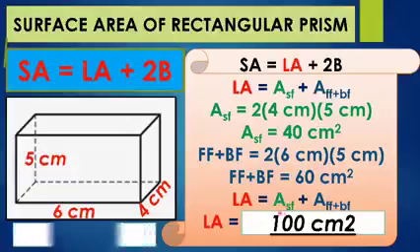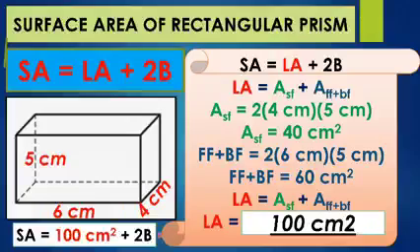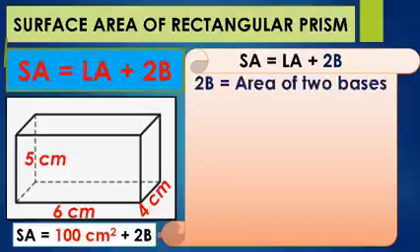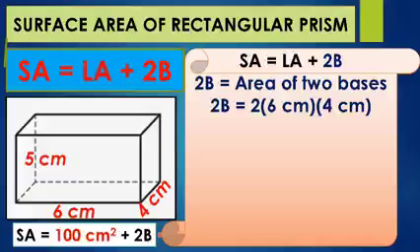So, let's set aside the lateral area first. Meron pa tayong kulang, that is the 2B. So, we're looking for the 2 bases of your rectangular prism. So, paano natin kukunin yung 2 bases of your rectangular prism? To find that, that is the area of the two bases. So, yung base natin again, this one, at yung nasa taas. The top and the bottom part of this rectangular prism.